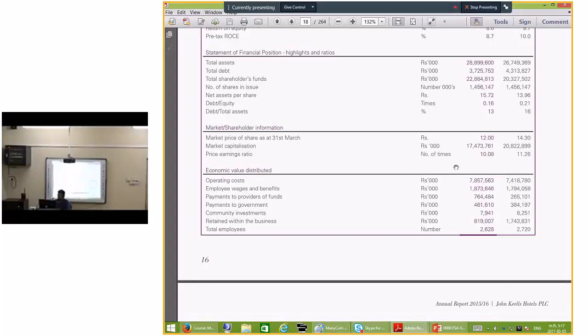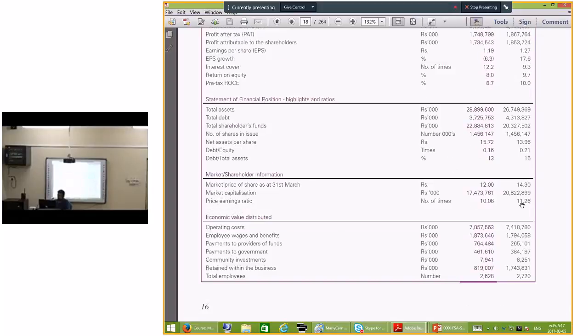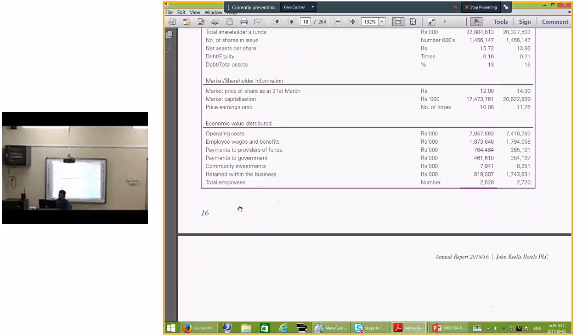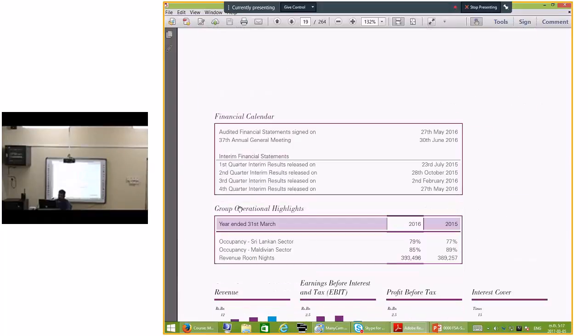Then here you can see some improvement. Previously it was 11 point something, 11 times, now 10 times. Then operating cost, employee wages and benefits. Now you can see other expenses also, important expenses for making decisions, especially for the union and other labor unions and other employees.